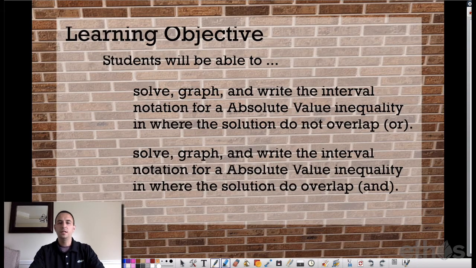So our goal today is that you'll be able to solve, graph, and write the interval notation for an absolute value inequality that does not overlap, so an or inequality, and do the same thing for an and inequality. Those are your basic goals today, and it's really going to build upon what you learned in Lesson 10. So if you're stuck or have any questions on Lesson 10, make sure you reach out to the instructor beforehand so that you can fill in the holes and jump into this lesson without any questions or concerns.